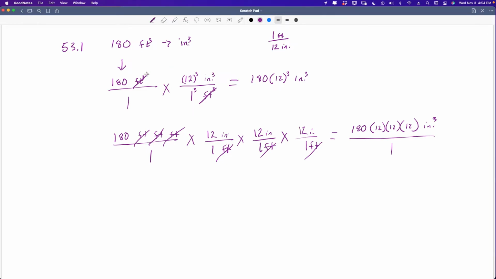So if you cannot wrap your head around this, do it the old way. Just know that when we have 3 as our exponent, when it's cubed, we write feet 3 times. Either way gives you the same exact answer. All right? Let's do 53.2.